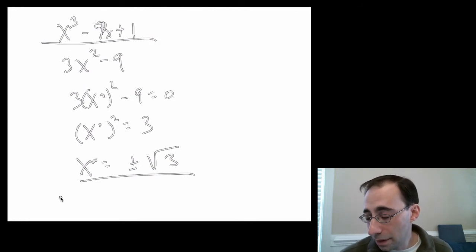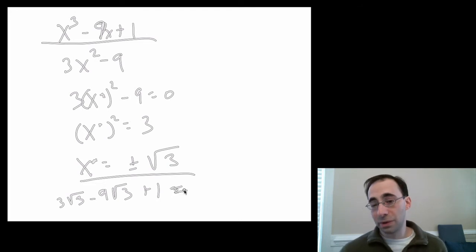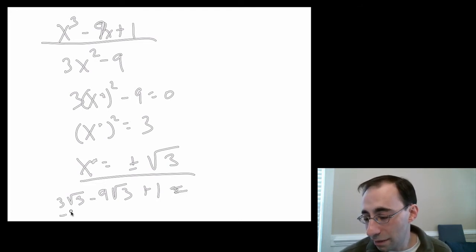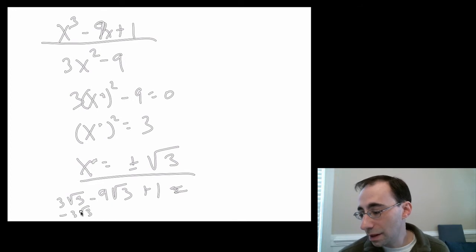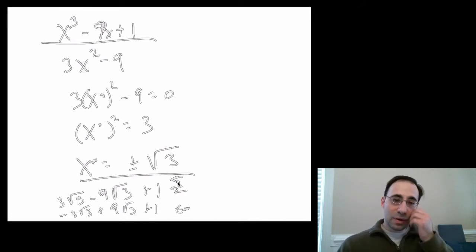So in the case of plus square root of 3, you'd have 3 times the square root of 3 minus 9 times the square root of 3 plus 1 equals, whatever that equals, that's one candidate. The other candidate would be negative 3 square root of 3 plus 9 square root of 3 plus 1. Clearly, this one is bigger than this one, so this is probably the maximum, and this would be a minimum, but we'll get to that later.